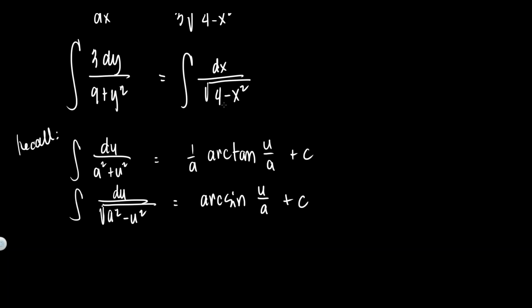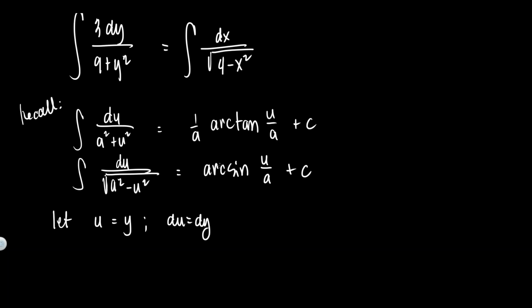Okay, now we integrate. What is the integral of 3 dy over 9 plus y squared? If we let u be equal to y, therefore du is dy. May sobra tayong 3 dyan, so labas na lang natin yung 3. Then a squared is 9, so a is 3. So the integral of 3 dy over 9 plus y squared is 1 over a, a is 3, so 1 over 3.